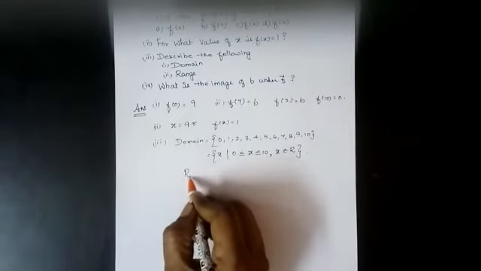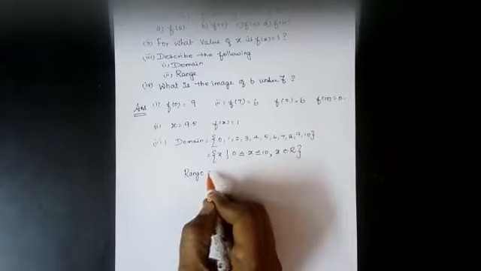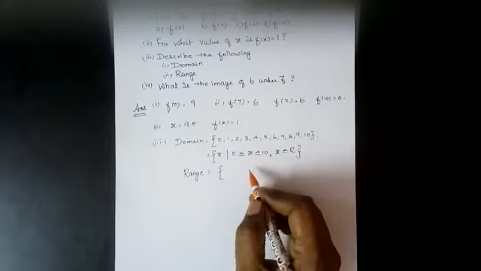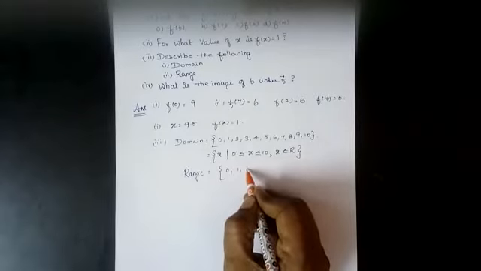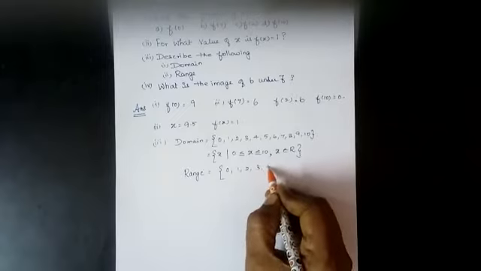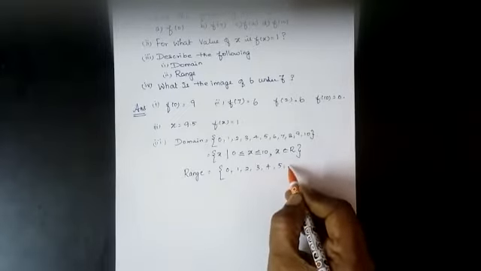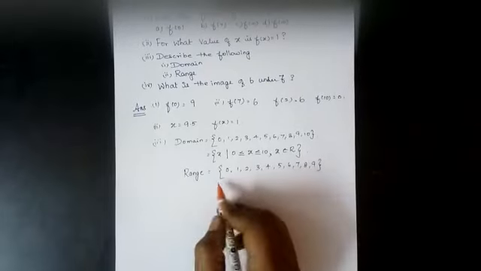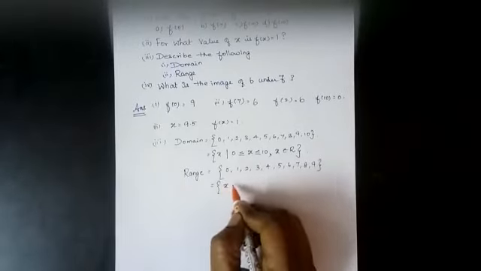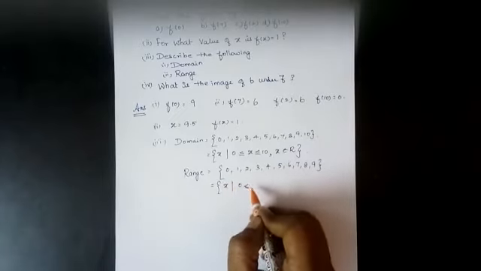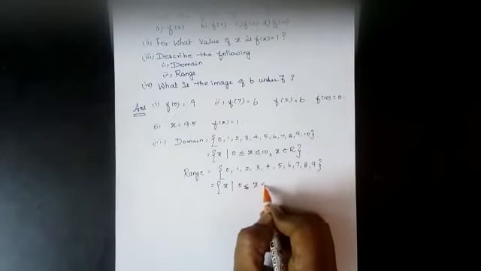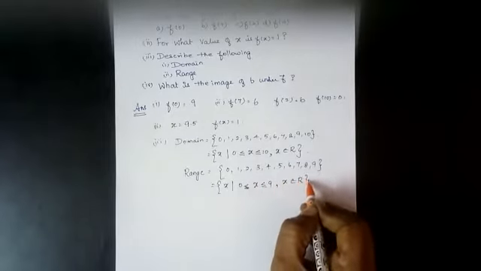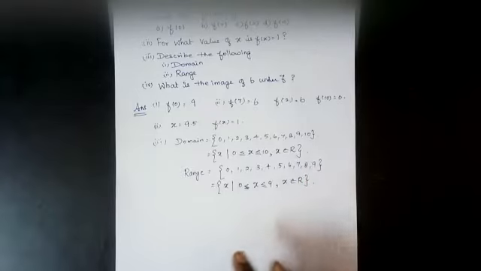Then they have asked for the range. The range here is from 0 to 9. So 0, 1, 2, 3, 4, 5, 6, 7, 8 and 9. The descriptive form for this is x such that x lies between 0 to 9, for all values of x belonging to R. So this is how you have to read it.